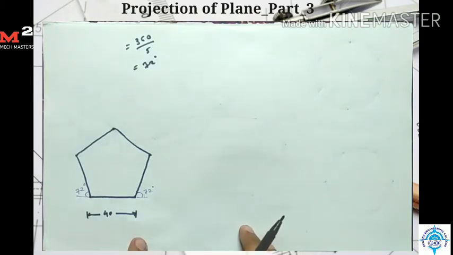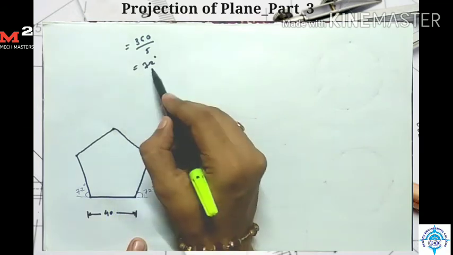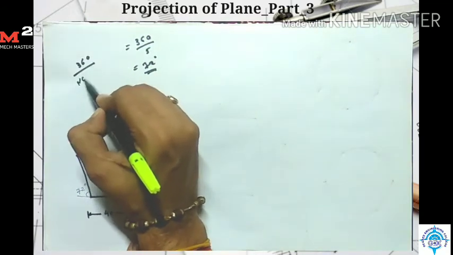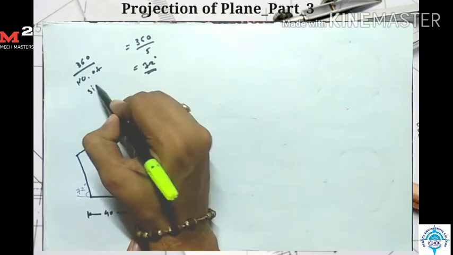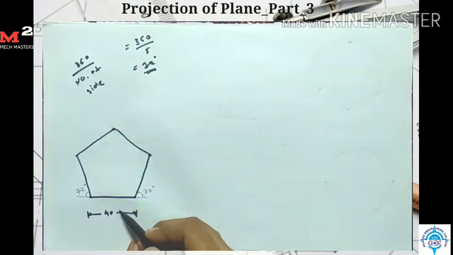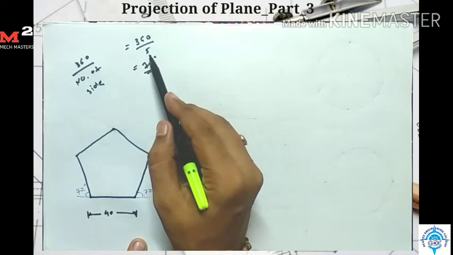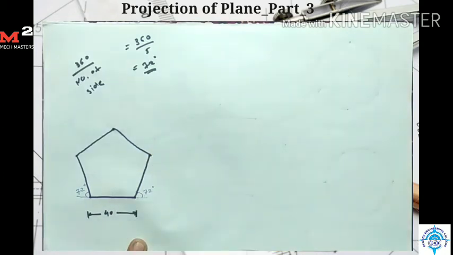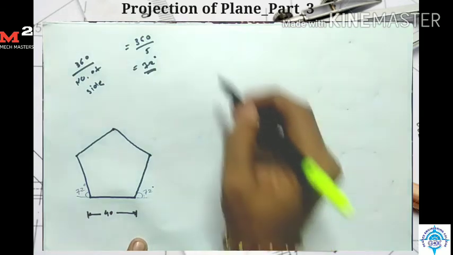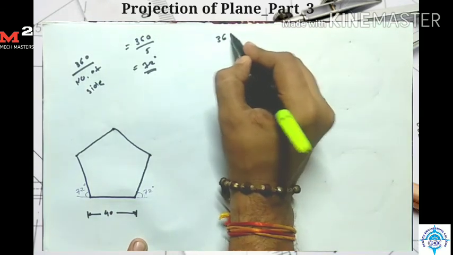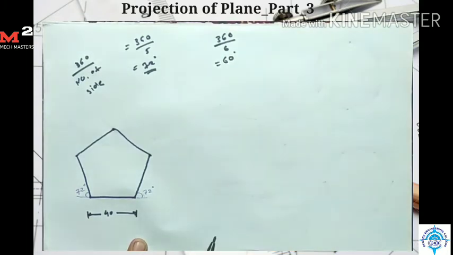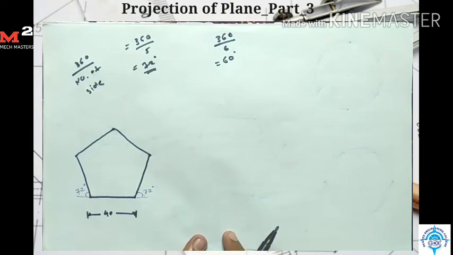Here we find the angle for any plane by using this equation: 360 divided by the number of sides. A pentagon has 5 sides, so 360 divided by 5 gives 72 degrees. So all sides are inclined at an angle of 72 degrees. Similarly for a hexagon, 360 divided by 6 is 60 degrees. So in a hexagon we have an angle of 60 degrees. All sides are inclined at 60 degrees.